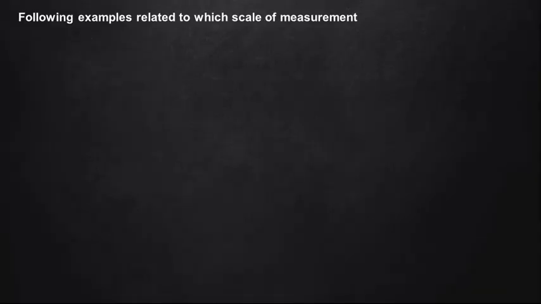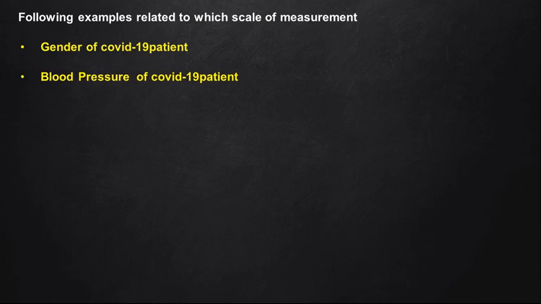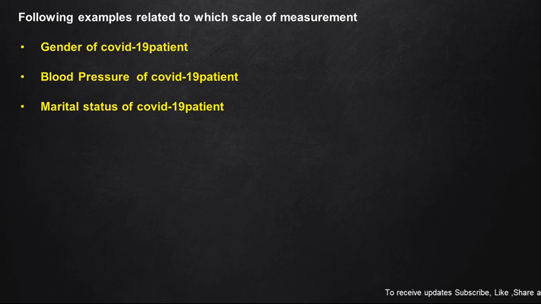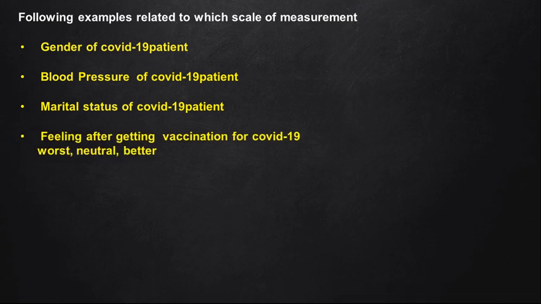Consider some examples. This is homework for you: identify which scale applies to each example. Gender of a COVID-19 patient, whether it is male, female or transgender. Blood pressure of the COVID-19 patient. Marital status of the COVID-19 patient. Feeling after the vaccination, whether it is good, worst, neutral or better.